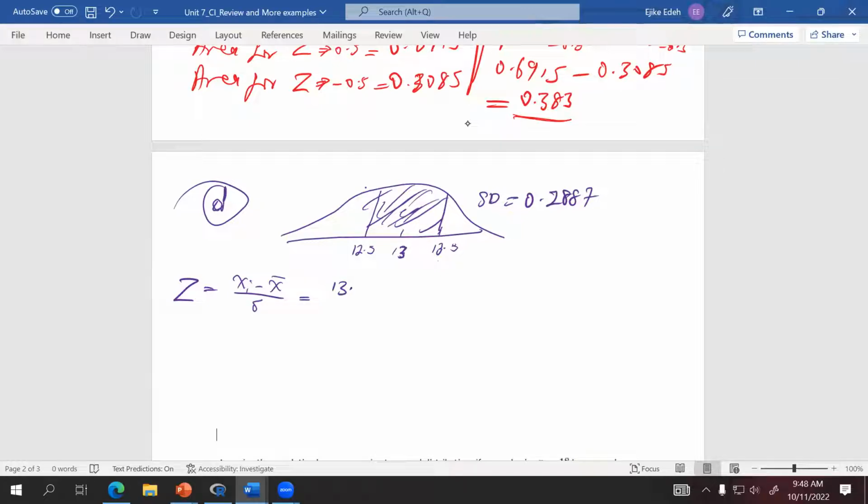Let's call this Z1 and this Z2. So we are doing Z1 right now: 13.5 minus the mean, divided by the standard deviation, which will now be 0.2887. Before, we were using 1. So please help us find the value of this one. That will be 0.5 divided by 0.2887. Would that be?